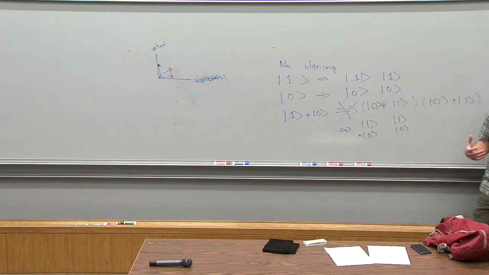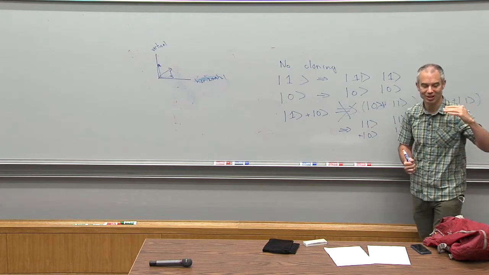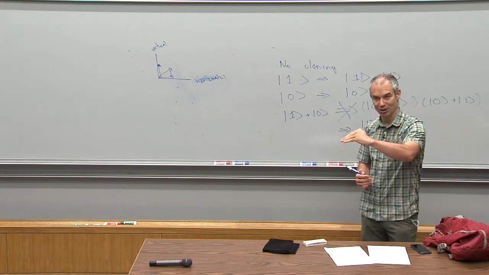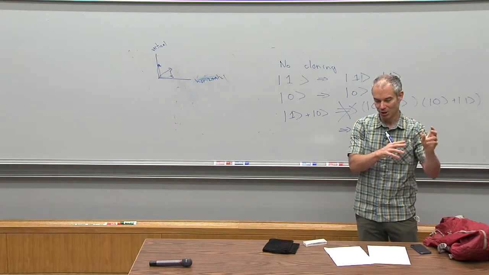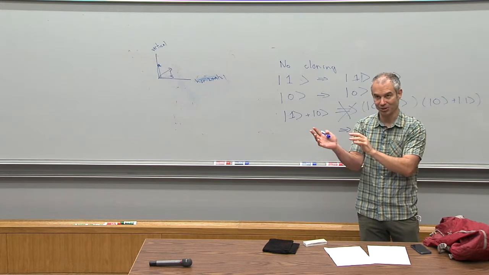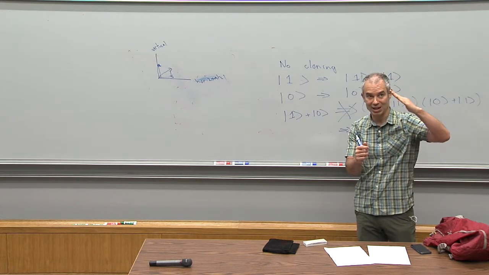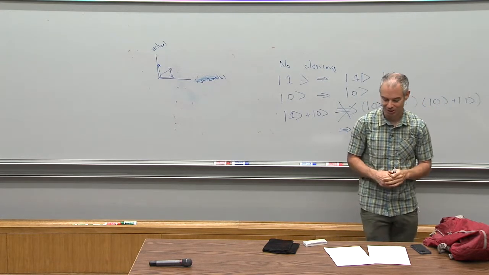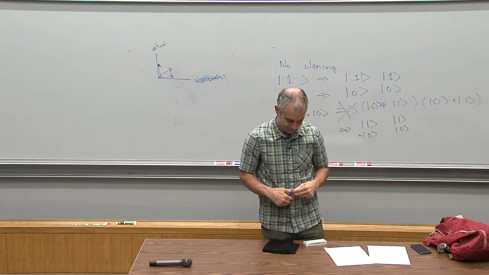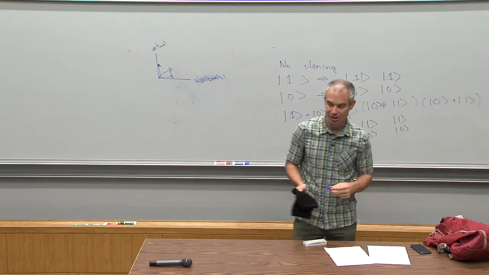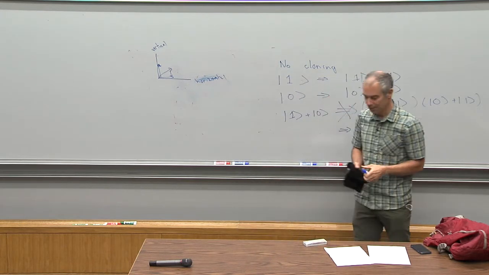So there's no way to copy the state. There is no device that will send a horizontal photon to two horizontal, a vertical to two vertical, and something in between to two things in between. It's not physically possible. And that's a limitation imposed by the laws of physics.